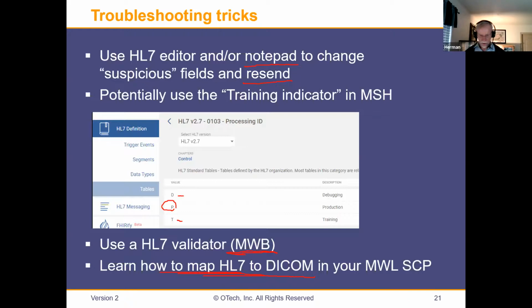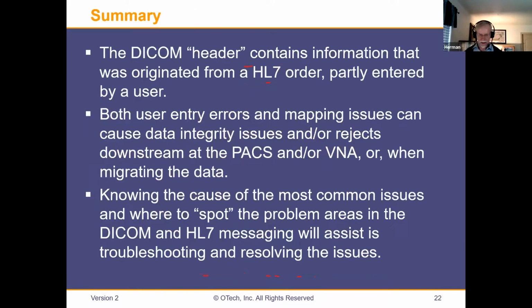So where are we right now? We're almost finished. To summarize, the DICOM header contains information that originated from an HL7 order and was partly entered by the user. So if there's a problem with the header, it's being rejected, unverified, a broken study, you need to be able to go back all the way from the DICOM header to the worklist, to the order, and sometimes to the user, the data entry person.